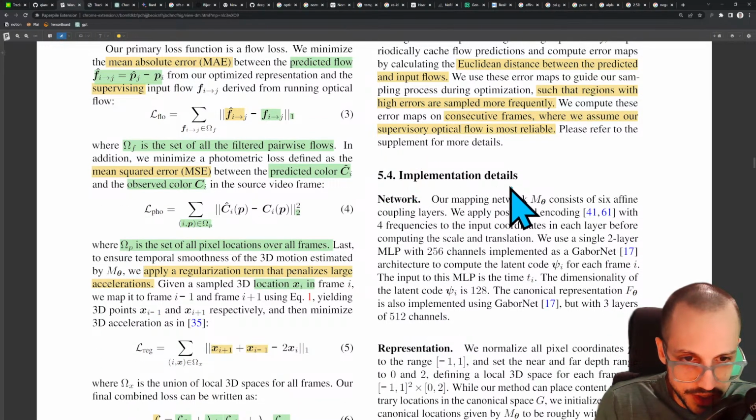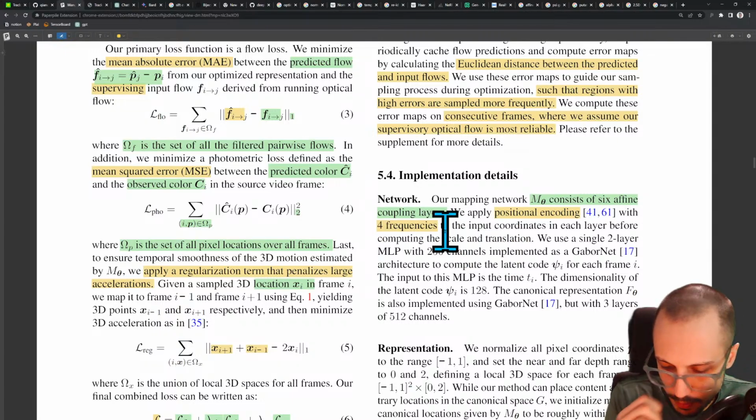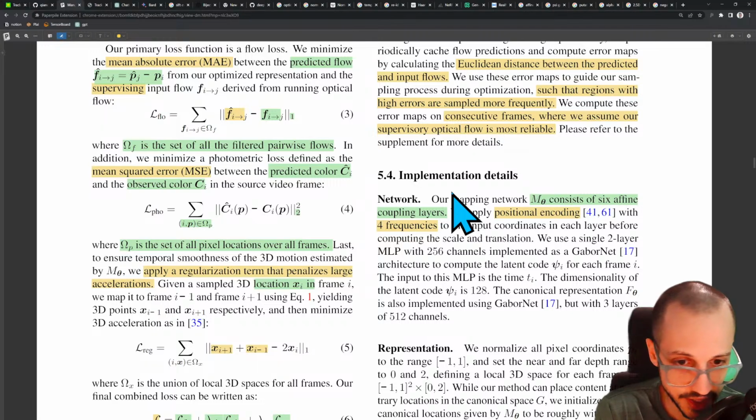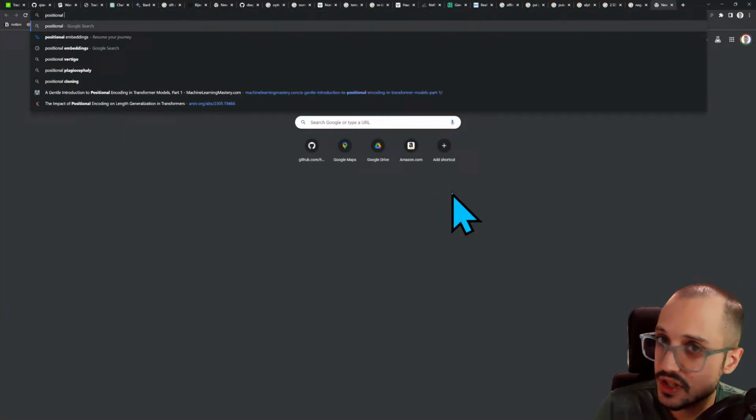All right, implementation details. Network. Our mapping network, M theta, consists of 6 affine coupling layers. We apply positional encoding, good old positional encoding, with 4 frequencies. Positional encoding basically gives you a vector that represents the position of, in this case, points in the pixel space, right? And positional encoding is usually this sum of sines and cosines.